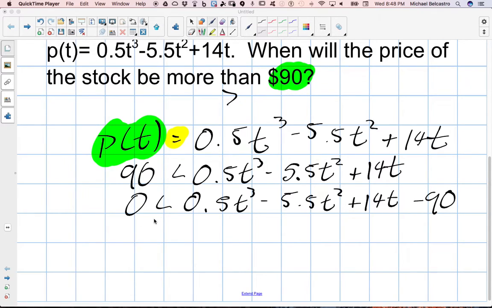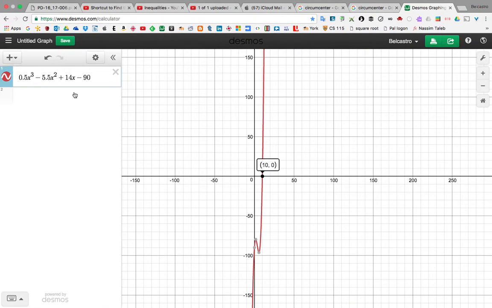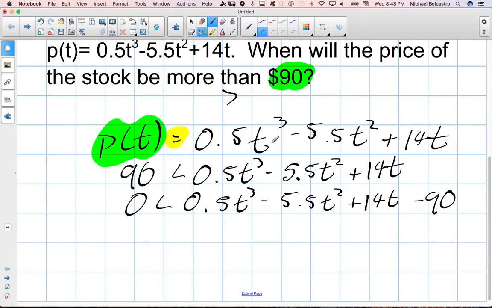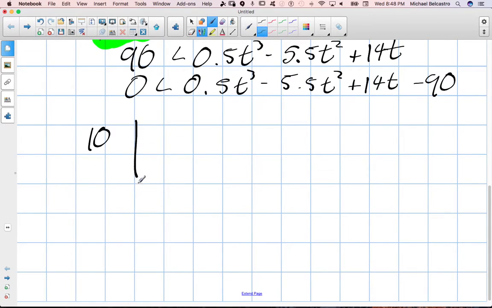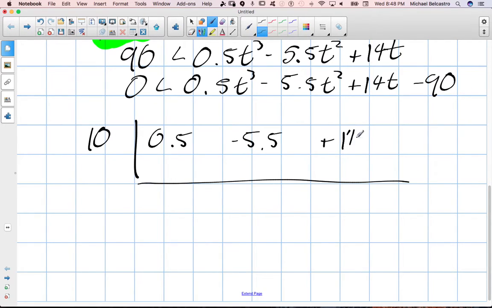I quickly did this. You might not have this luxury, but I typed the equation into a graphing tool and found out what the x-intercept was. I replaced t with x so that it can be graphed on a Cartesian plane, and it was 10. So 10 is one of the factors of this. What does that mean? Using synthetic division, we should be able to divide this by 10. So I take our 10 value, put in our coefficients, 0.5, negative 5.5, positive 14, and negative 90, and we're going to add our values.